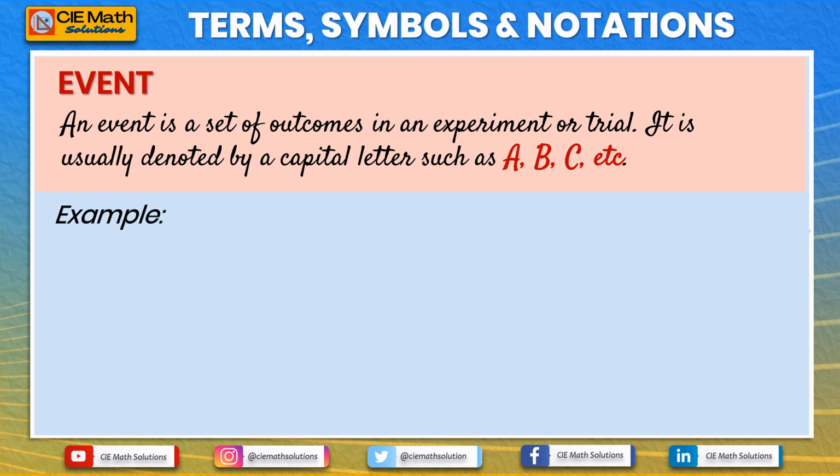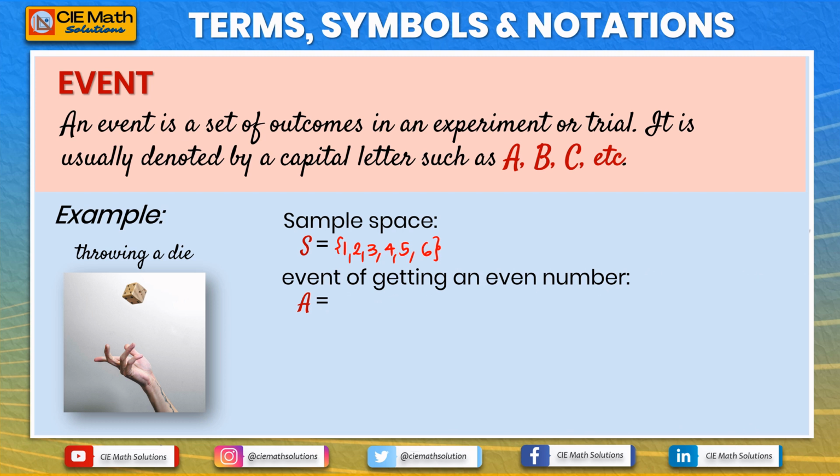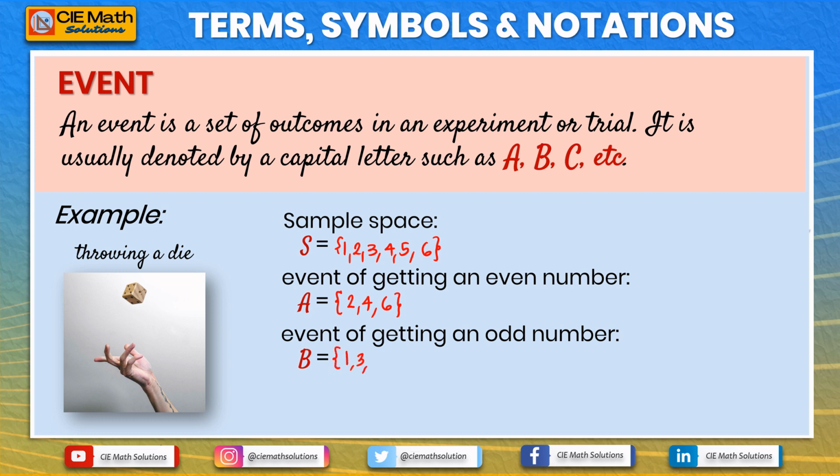So for example, in throwing a die, we know that the sample space contains 1, 2, 3, 4, 5, 6. If, for example, we want only the event of getting an even number, we are only interested in getting an even number, then this event denoted by A will only contain 2, 4, and 6. The same case if we are only interested in getting an odd number, this event B will then contain 1, 3, 5.